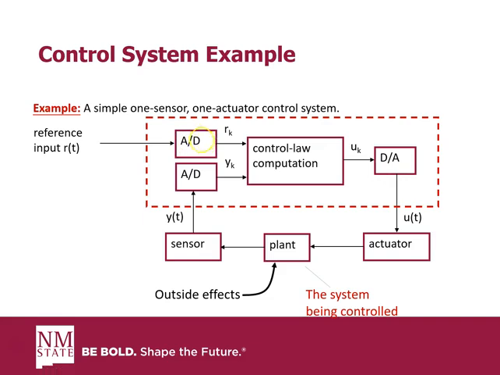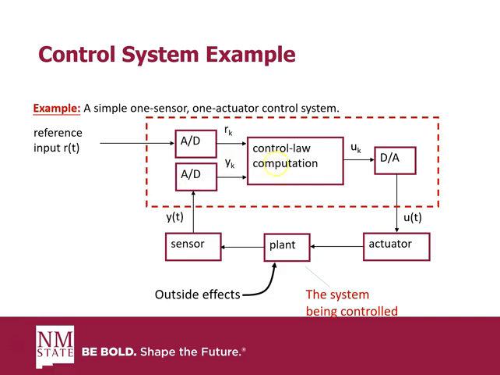Simultaneously, this sensor measures the actual output, which is y(t), which is also an analog signal. This measured value is also converted to a digital value yk. So this is analog to digital, which converts the measured value that came from the sensor to a digital value yk by another AD converter.